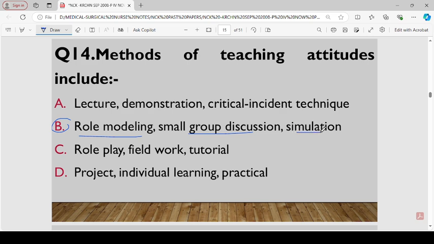Remember, role modeling normally involves demonstrations, right? While small group discussions enhance sharing of perspectives. Simulation will reflect on the attitudes in real life scenarios, right? So these other ones may not be suitable, right?